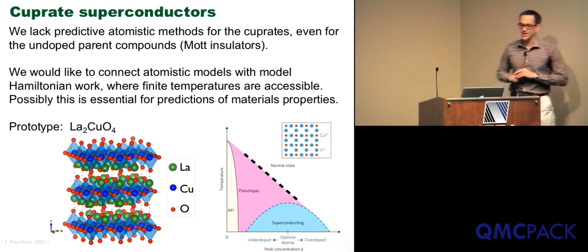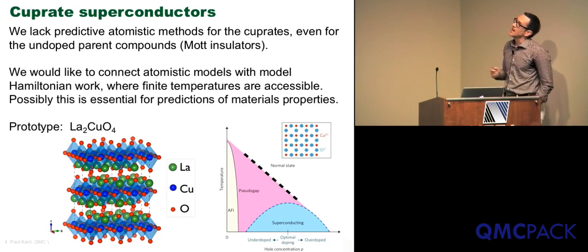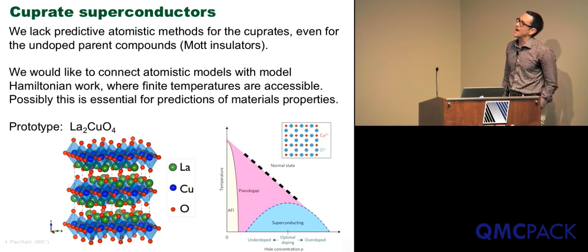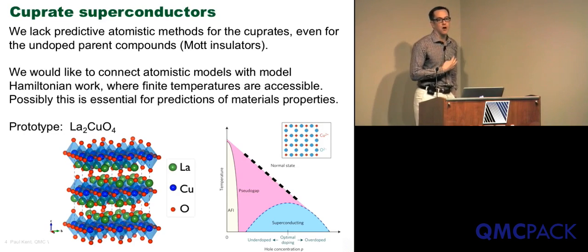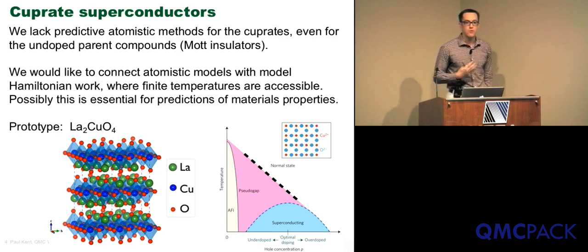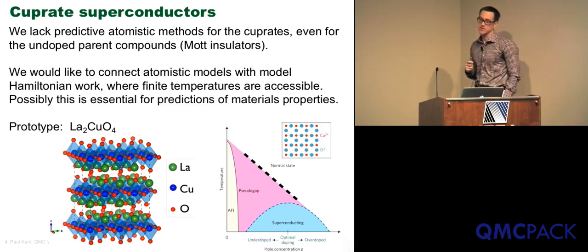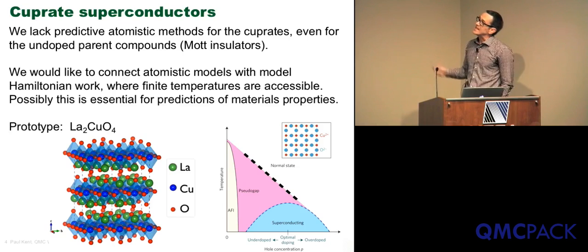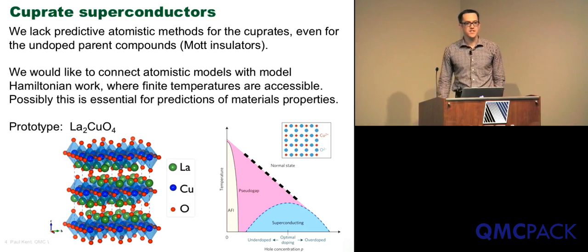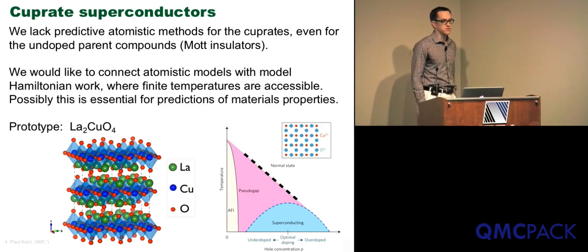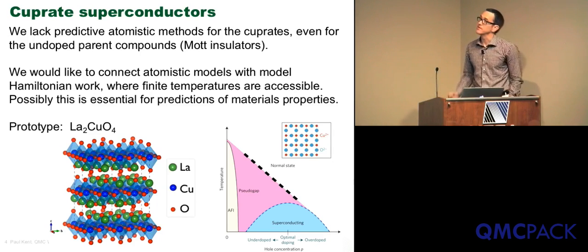Okay, so first topic, cuprate superconductors. Of course, these are very famous for many reasons. And of course, they're also famous because we don't have good predictive methods for these materials when all the atoms are included. We have simplified models that capture a lot of the physics, but we can't yet link those to materials. And of course, it's worth noting that even the parent compounds of these materials are Mott insulators, and those are very challenging to compute accurately and predictively in electronic structure methods.